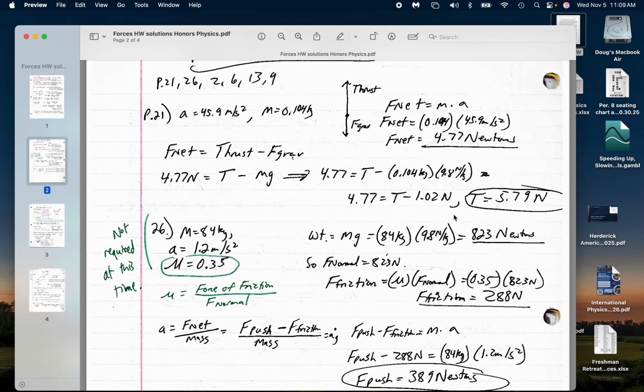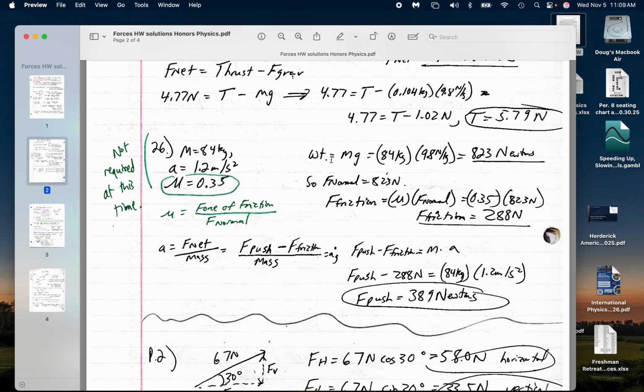For number 26, this deals with a coefficient of friction. We will learn in class, probably today, the coefficient of friction for a moving object is equal to the force of friction on the object divided by the normal force, which is the perpendicular component of force. And for a flat surface, this normal force would equal the gravitational force.